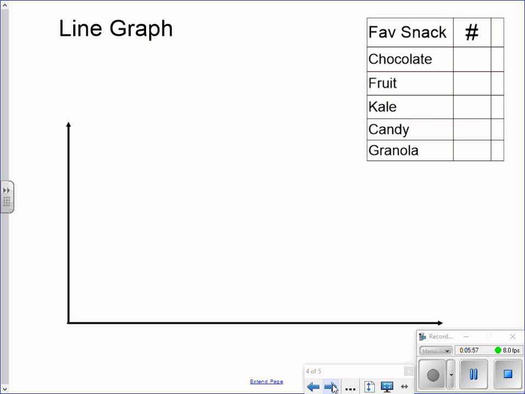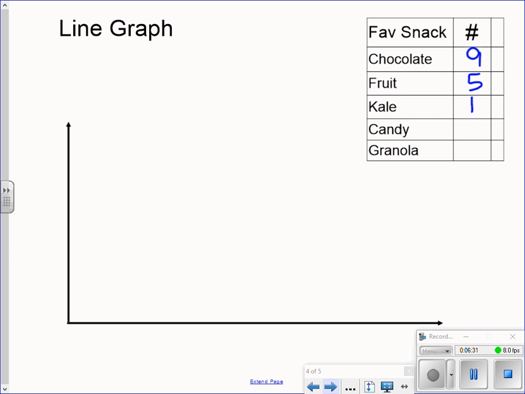Okay, let me just count them up. 1, 2, 3, 4, 5, 6, 7, 8, 9 people like chocolates. I should have included myself with that, but I won't. Fruit, put up your hand if your favorite snack is fruits. 1, 2, 3, 4, 5 people like fruits. Nice. Kale, put up your hand if kale is your favorite snack. Looks like there's nobody. Oh, yes, there is one person. One person has kale as their favorite snack.